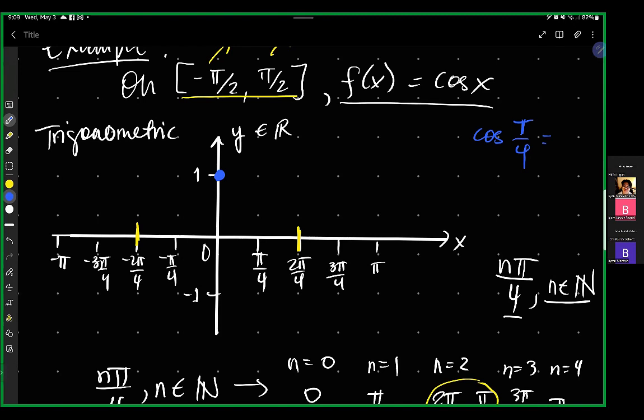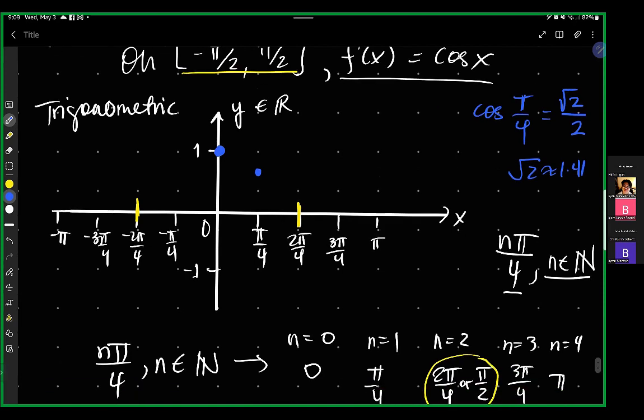Cosine pi over 4 is just square root of 2 over 2. Okay? Square root of 2 over 2 is around here, kasi ang square root of 2 is approximately 1.41. Pag dinivide niyo ito, 0.7, so around here. And then cosine of 2 pi over 4, or cosine pi over 2, or cosine 90, basically, this is just the y value. So that's 0. Okay? So as you can see, nakompleto na natin sa kanang side.